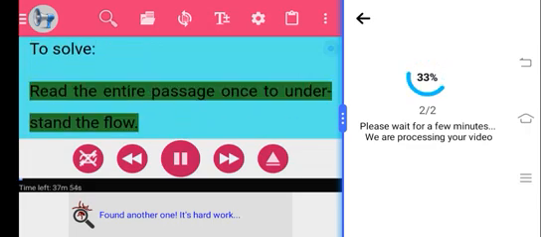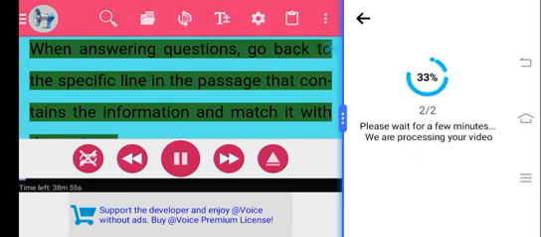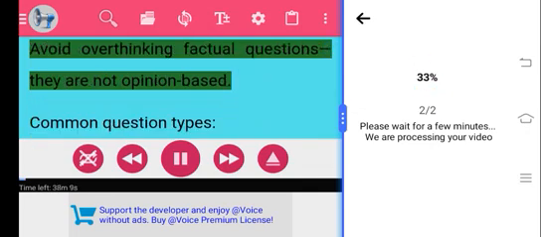To solve: read the entire passage once to understand the flow. While reading, underline keywords, names, dates, places, definitions, statistics. When answering questions, go back to the specific line in the passage that contains the information and match it with the options. Avoid overthinking factual questions, they are not opinion-based.